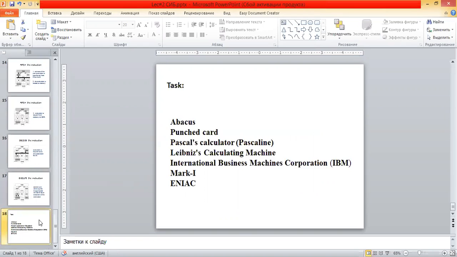Now, here are the questions for the seminar. You should find out more information about the abacus and punch cards. Abacus, или счеты, да? Punch cards, перфокарты, вот из abacus with punch cards.